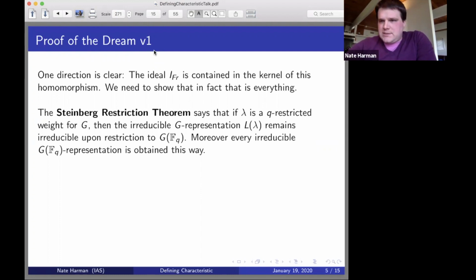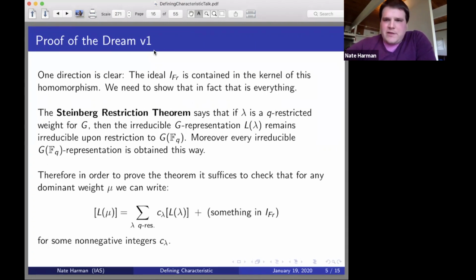So in order to prove this theorem that I'm proving, you just need to show that for any other highest weight mu, we can write mu as some linear combination of the modules with q-restricted highest weights, plus something in our ideal. This ideal is generated by these differences. All right, so this is what we need to check, just concretely. And now let's do that.